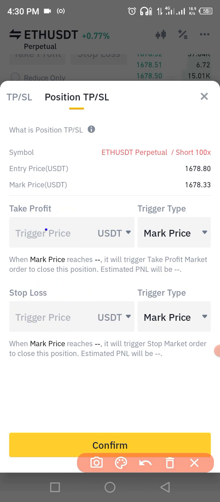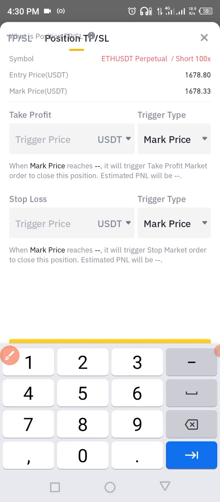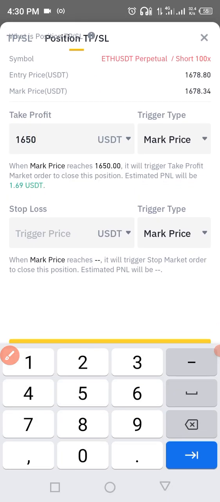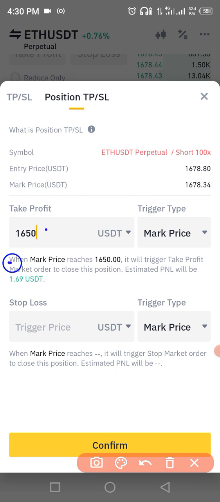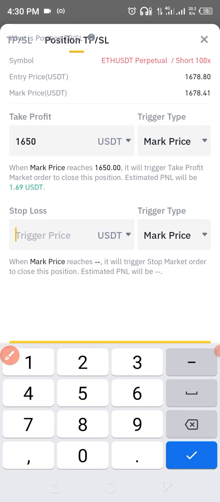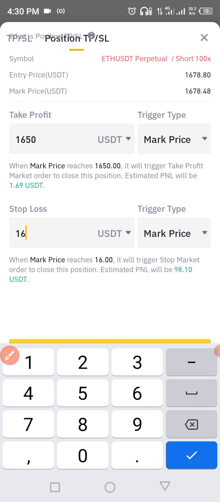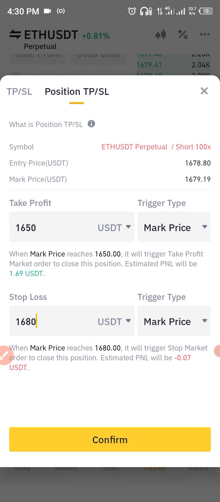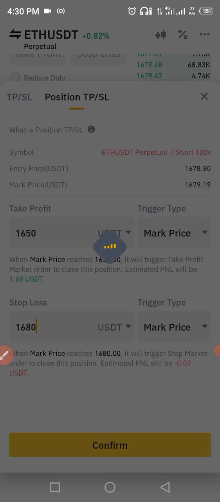So let's assume I put my TP as 1650. Okay, you can see that at the end of the day I'm going to be making $1.69. Okay, if I put my stop loss here as, let's say, 1680, I'm going to be losing 0.7. You can see there 0.7. Okay, so this is exactly how you do it. Once you're done, you just click on confirm, and it has been placed.